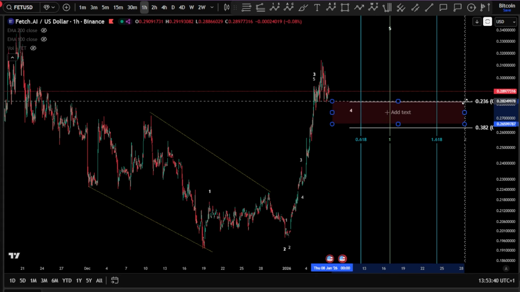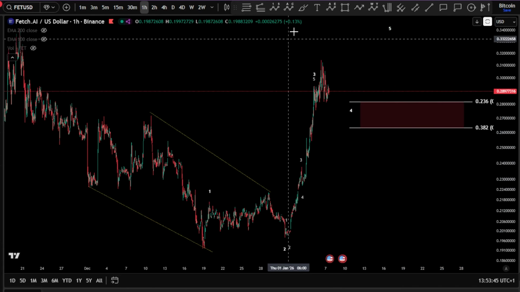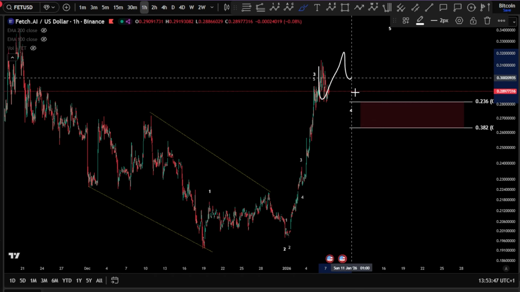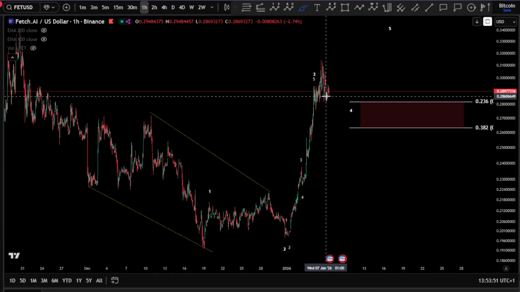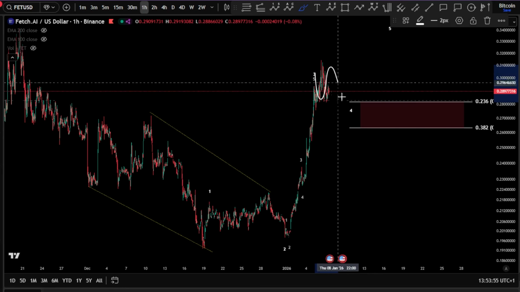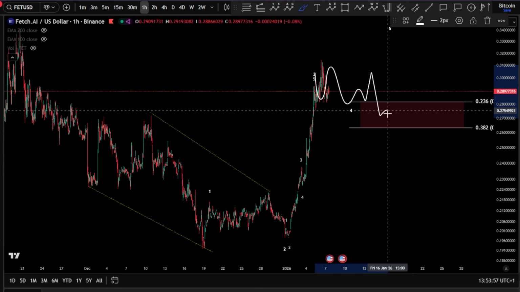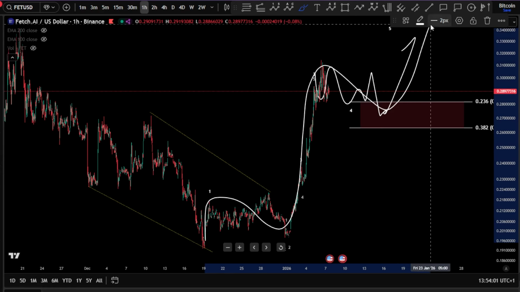There you go. So this is your red box based on the time as well, where we might range here in confluence. Of course, don't forget that you hit already the 0.23 within this complex structure. But what I'm expecting here is something as a WXY potentially, and then continuation toward the upside as a 1 2 3 4 5.